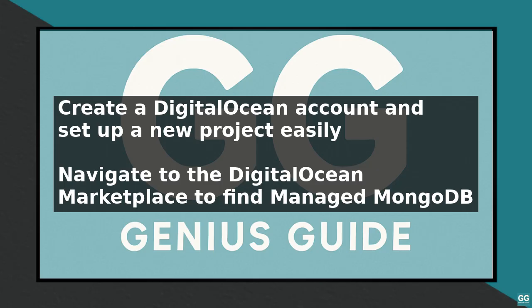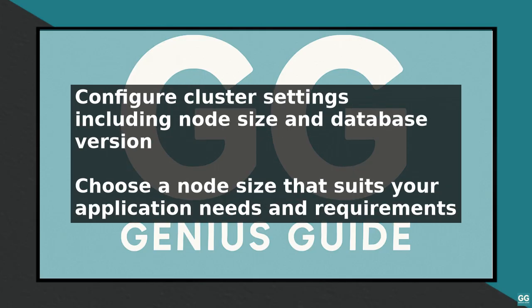Next, configure your cluster settings, including the cluster name, node size, and database version. Choose a node size that suits your application needs, and select the latest version of MongoDB. You can also choose to enable authentication and authorization for your cluster.